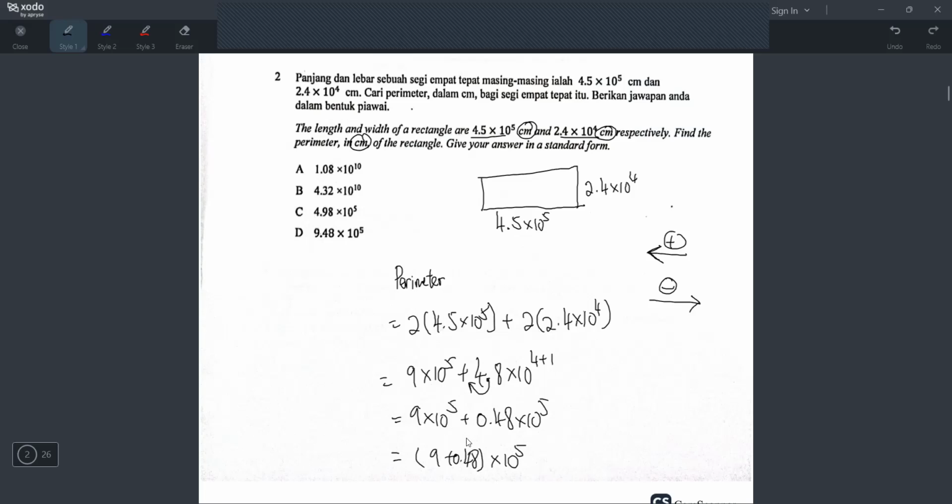You understand? Because the 10 power 5, I take it out, and then the 10 power 5, I take it out. So inside here, you are left with 9 plus 0.48. It means you factorize, right? So now the answer will be 9.48 times 10 power 5, right? So the answer is D.